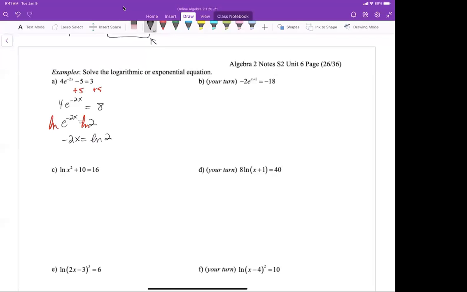I can then undo the negative 2 by dividing by negative 2. Same thing as multiplying by negative 1/2. So I get x equals negative 1/2 times ln of 2. All right, now let's talk about this for just a minute. This can also look like x equals a negative ln of 2 over 2, which is what you would have got if you divided by negative 2.